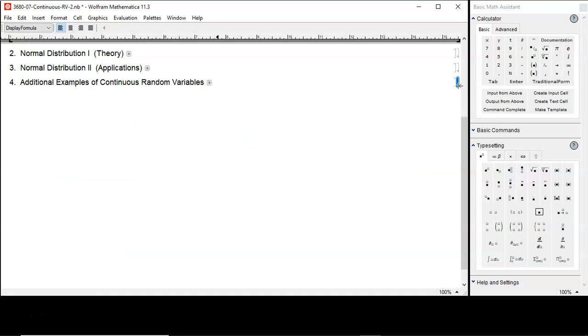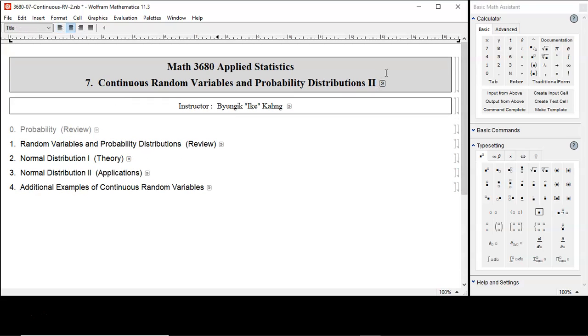Okay, so much for gamma distribution, and we're going to meet again for chi-square distribution in a separate video.